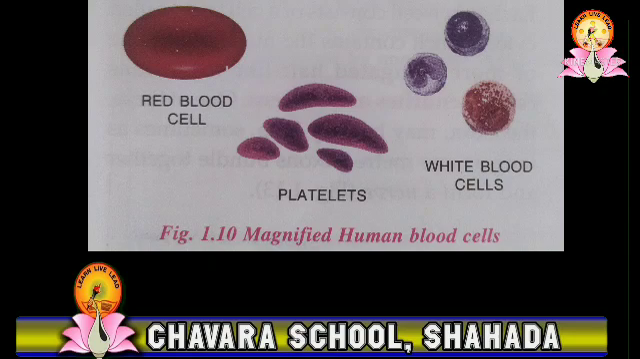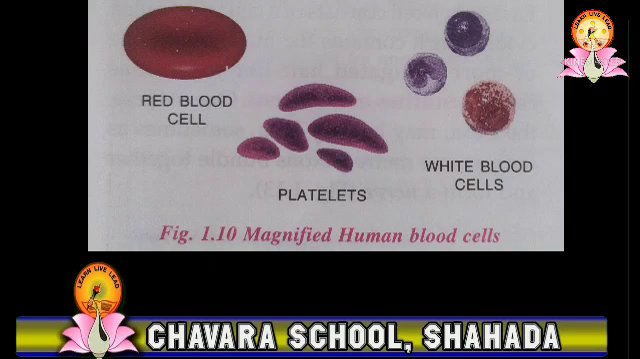Usually they are circular and biconcave in shape. A mature RBC does not have a nucleus inside it. The color of RBC is red because of the presence of iron and protein compounds in them, and that is why they are known as hemoglobin also. The function of RBC is to carry oxygen. That is why RBCs are also known as oxygen carriers.